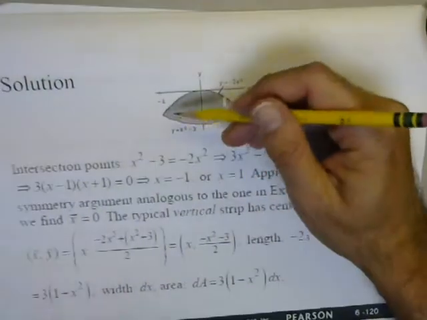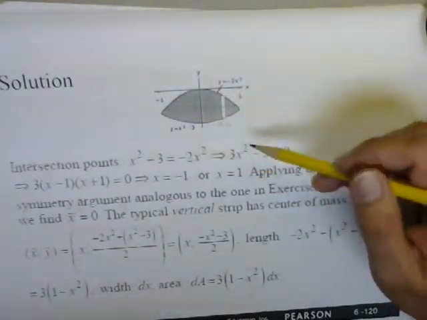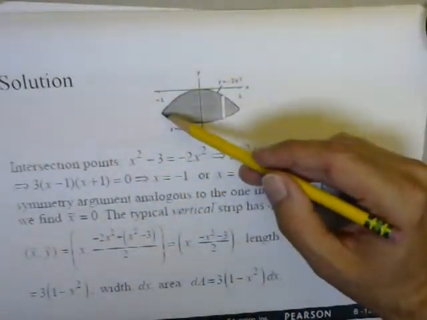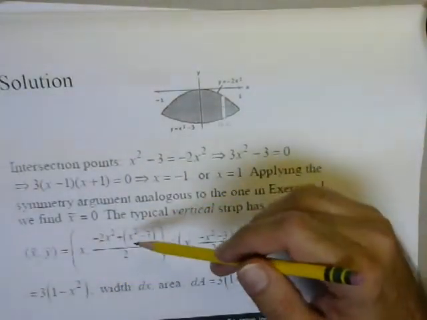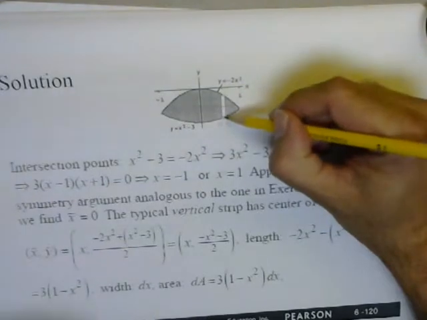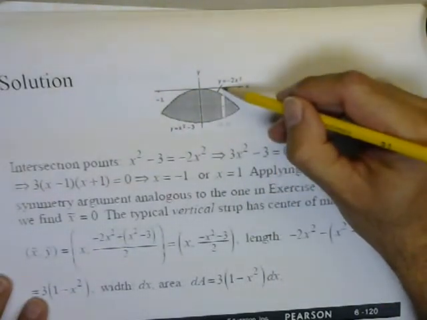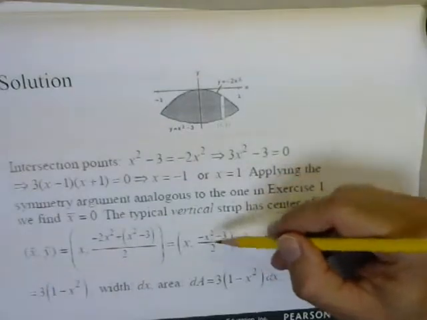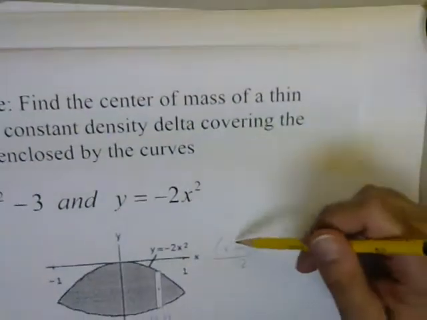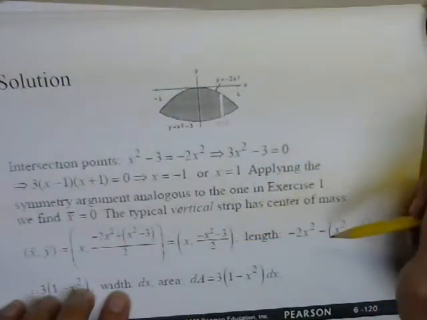Right, and I guess we'll have to know where we're integrating from as well. If you set the two curves equal to each other and solve, you'll get that they cross at 1 and negative 1. So again, the center of mass of the strip is given by this average distance, which is the distance from here to here, plus the distance from here to here, divided by 2. If you simplify this expression which I just had here, you'll get that.